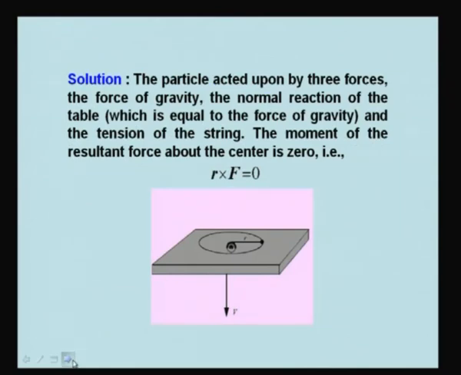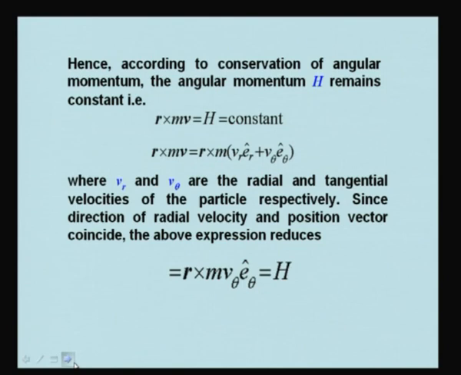Now the particle is acted on by three forces: the force of gravity, the normal reaction of the table, which is equal to the force of gravity, and the tension of the string. The moment of the resultant force about the center is 0, that is r cross F is equal to 0. Hence, according to conservation of angular momentum, the angular momentum H remains constant, that is r cross mv is equal to H, constant.